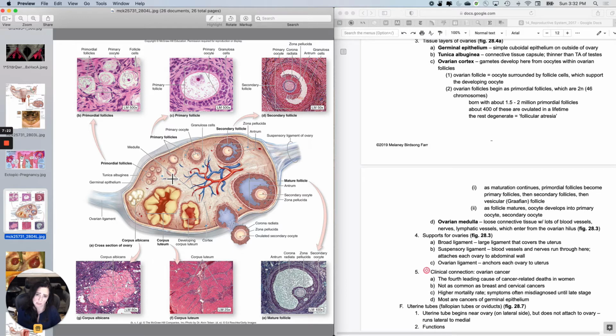And even in Utah, ain't nobody want to have 1.5 or 2 million kids. In a typical adult female reproductive span, you will ovulate about 400 of these. The rest of them are just going to degenerate. But the important part is that these were here from fetal development and they age with you. And this, of course, has implications for advanced maternal age in women because these will age with you.